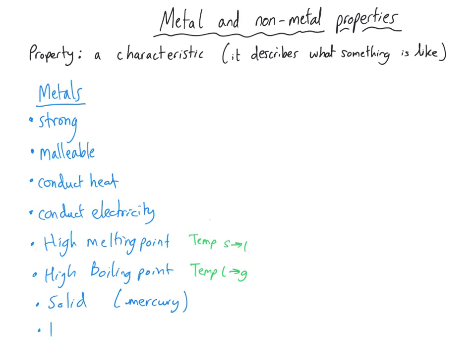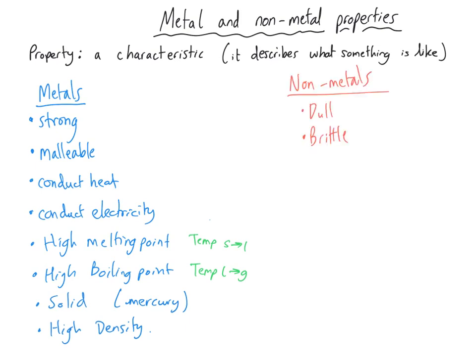And last of all, in general, metals also have a high density, which means if you have, say, a handful of a metal and a handful of a non-metal, the metal is likely to feel much heavier in your hand because it's got a higher density.